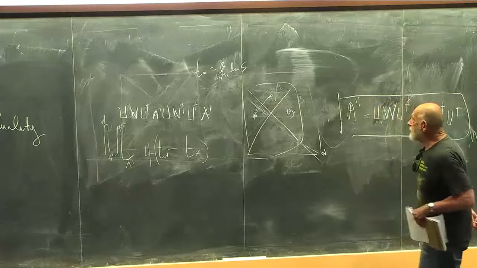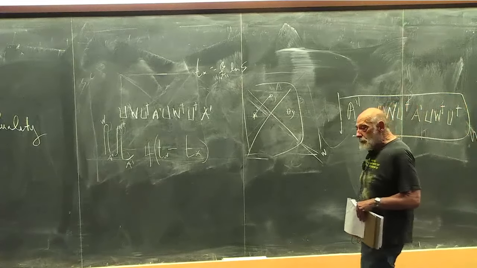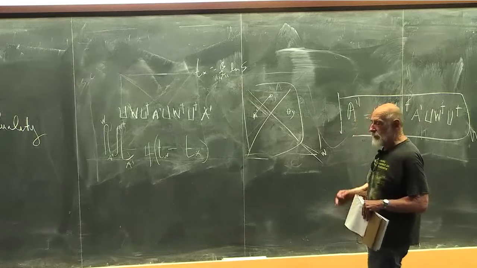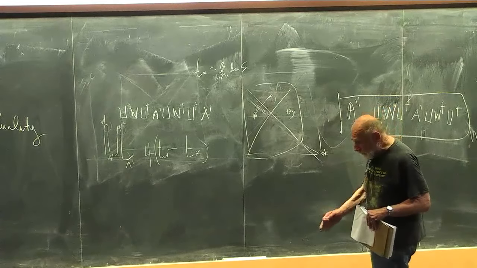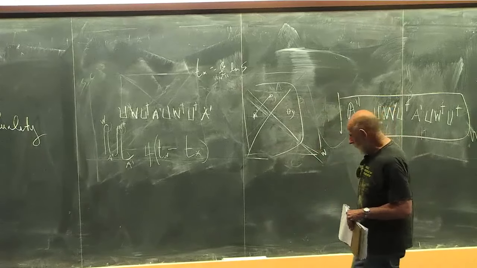Okay, so what does that say? That says that A prime and A double prime are close. I don't know exactly how close, and I don't want to try to quantify. They're close until about the scrambling time, and then they take off.